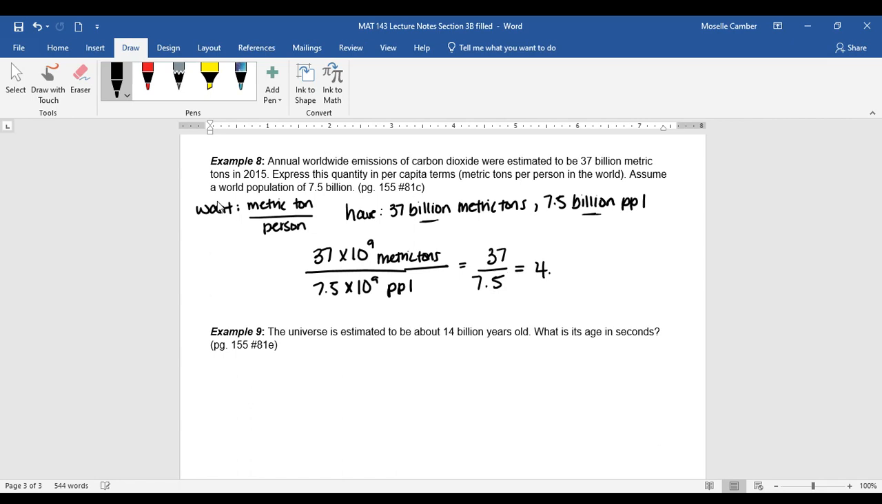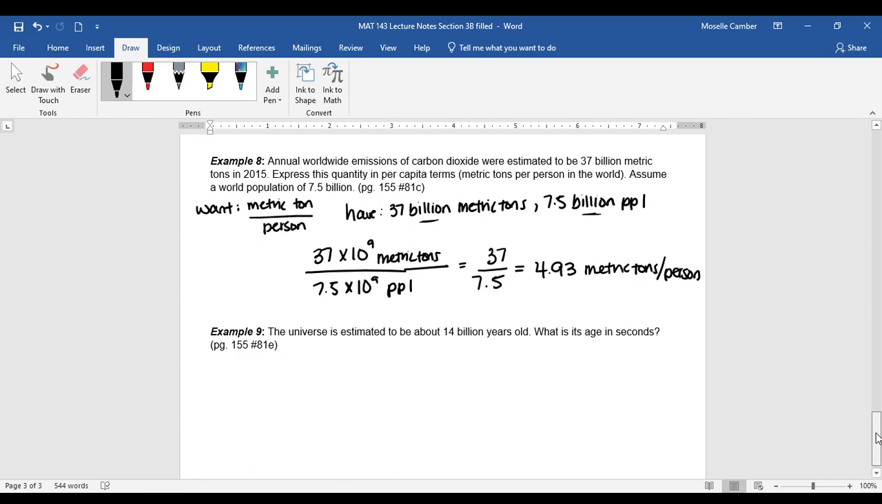which is approximately 4.93 metric tons per person. Now, if you can't remember that, that's okay. Just put the entire thing in, and you'll get the same answer.